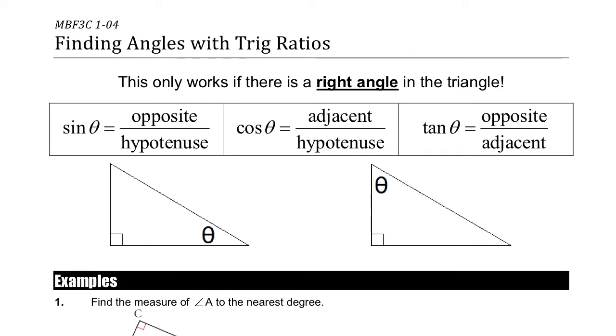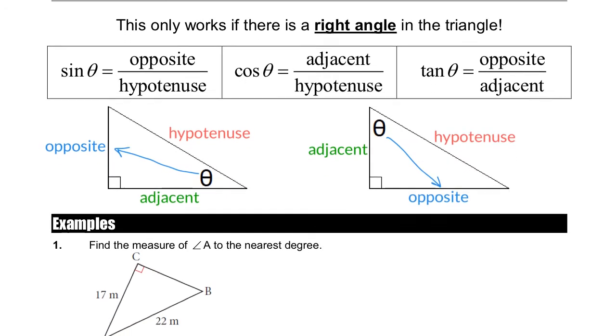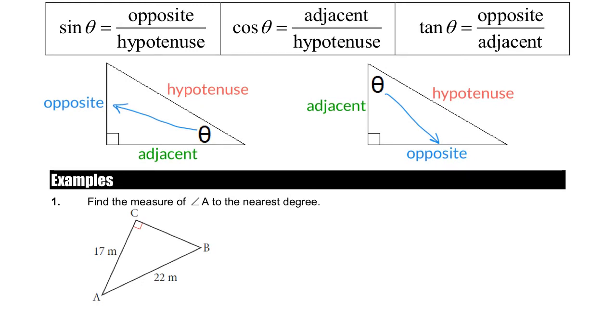And just as a reminder of how to label the triangles, hypotenuse is always directly across from the right angle. Opposite is always directly across from your chosen angle. And the adjacent is just the other side. So just like before, we need to label our triangles, find out which trig ratio to use, plug in our numbers that we know, and then solve for the one we don't.